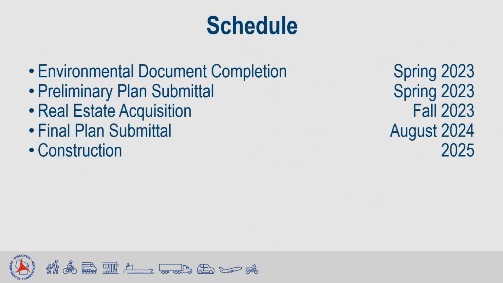The project schedule is currently shown on the screen. At this time, the project is in the preliminary design stage. Environmental report documentation and preliminary plans will be submitted this spring, and real estate acquisition is expected to begin in the fall of this year. Final plans will be submitted in August 2024, and as stated previously, you can expect construction at the intersection to occur in 2025.